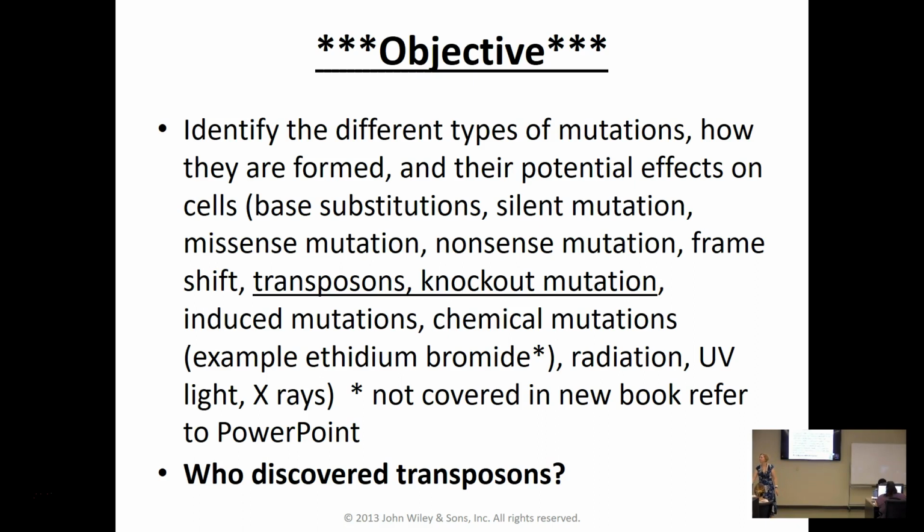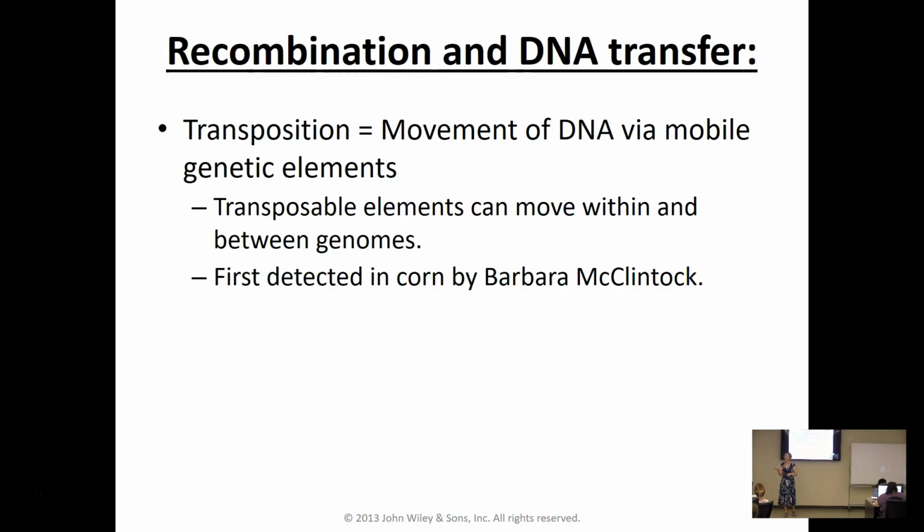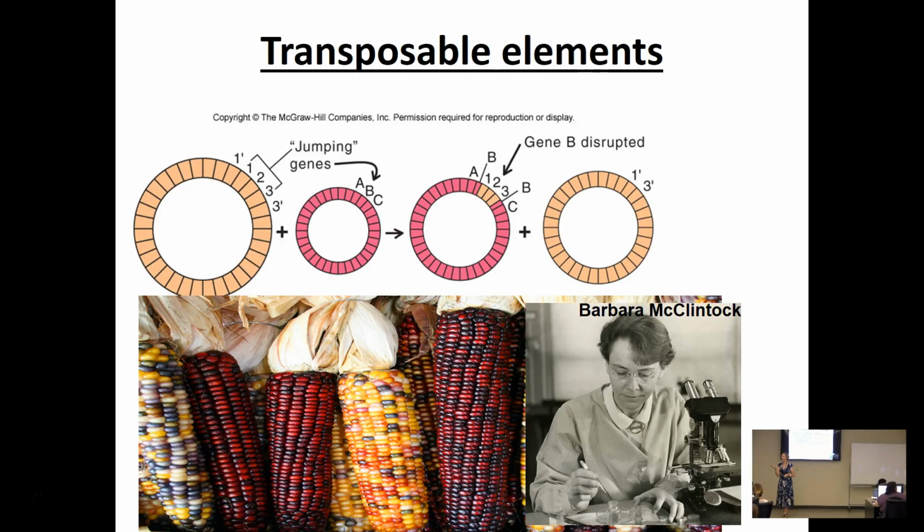So we've covered most of this objective from the last chapter. But transposons and knockout mutations were not covered in that chapter. They're covered in this chapter. Transposons are sometimes called jumping genes because they literally move. They were discovered by, in this case, a woman, so give props to her, Barbara McClintock. This is her and her lovely microscope, right?